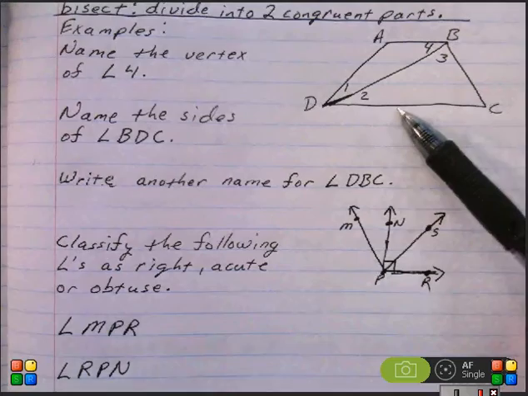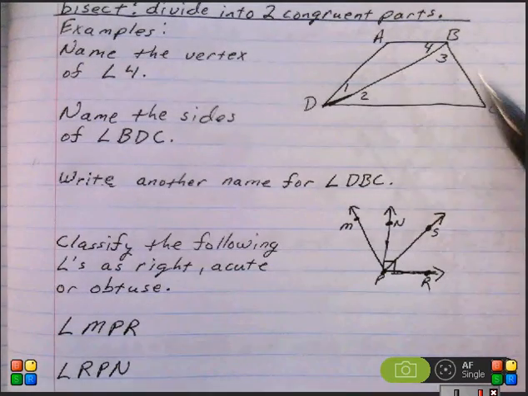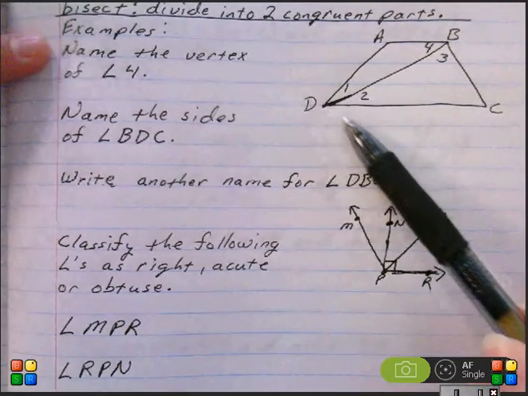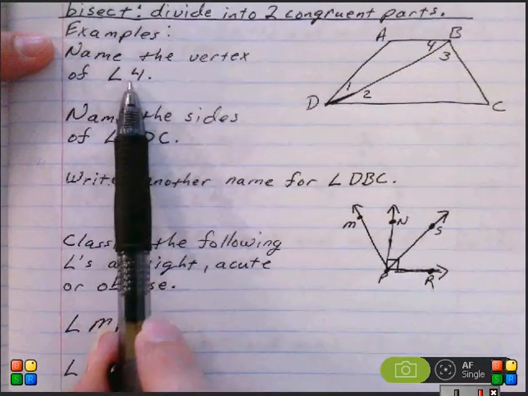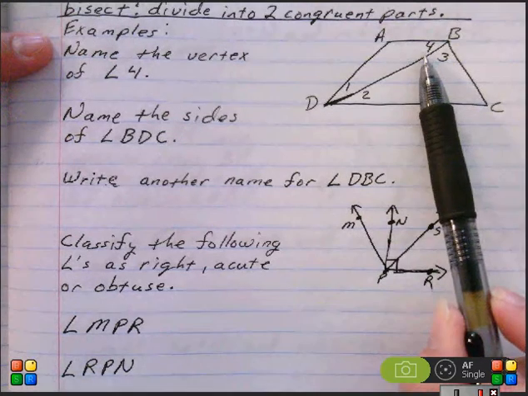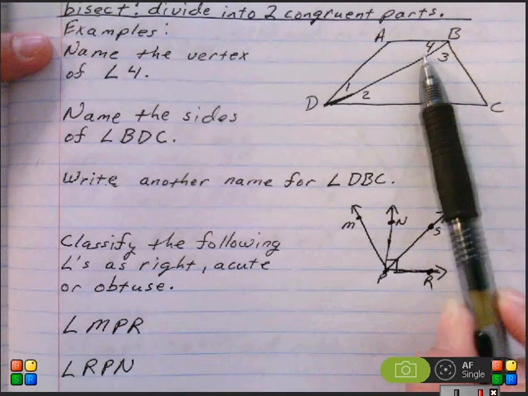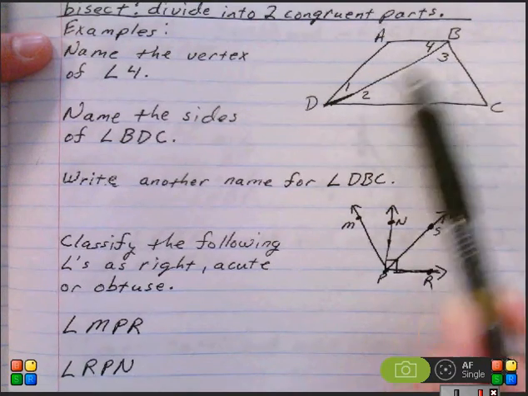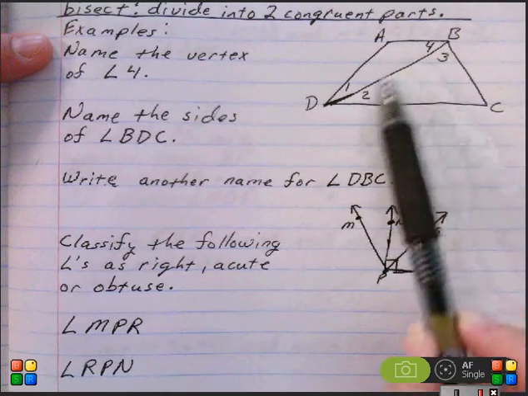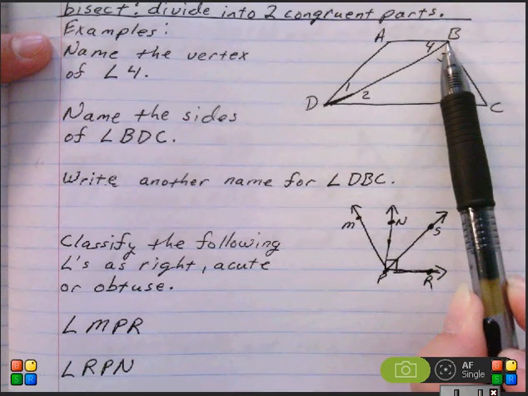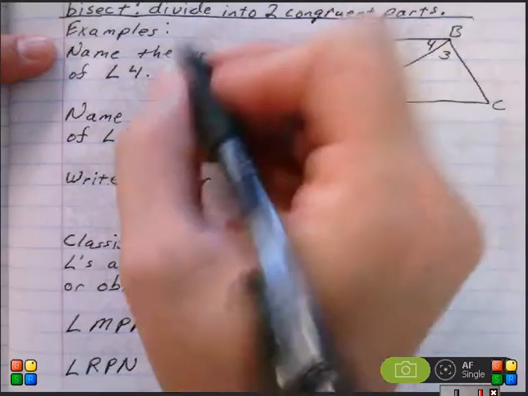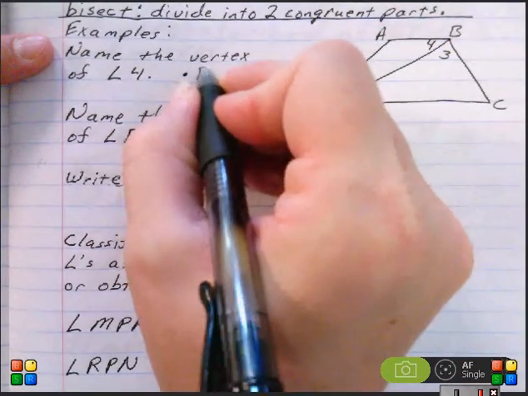So our first example, we're looking here at this quadrilateral. We're just going to be naming some things. So we're going to name the vertex of angle 4. So we have to locate angle 4. It's right here. So we're going to name the vertex that goes with that. So if this is angle 4, the common endpoint for our rays is going to be right here at B. Okay, that's where our two lines meet for angle 4. So it's point B.